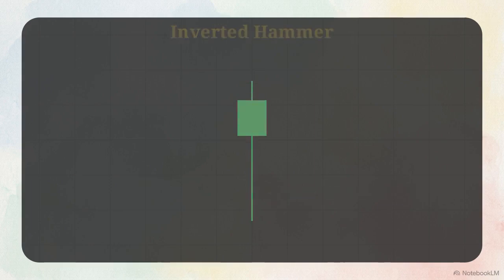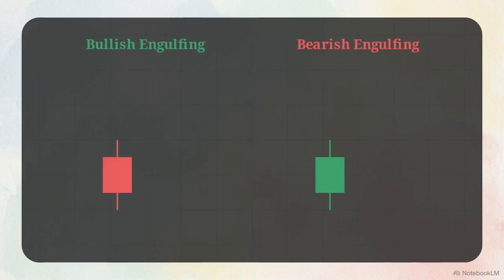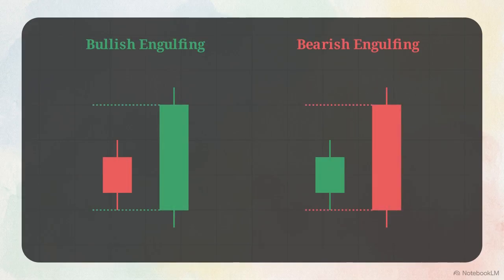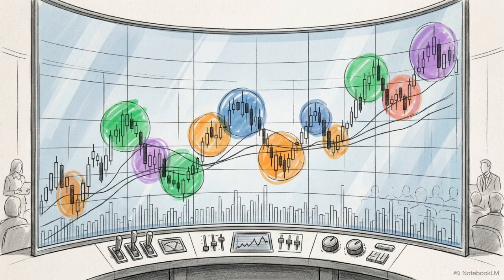An inverted hammer shows the opposite. Sellers push the price back down, leaving a long upper wick. Engulfing patterns signal a sudden shift, when one candle's body completely swallows the previous one, showing total control. The inside bar indicates a pause. Here, a smaller candle stays within the range of the previous one, showing the market is consolidating before its next move. While these shapes are the foundation, their meaning changes depending on where they appear on the chart.